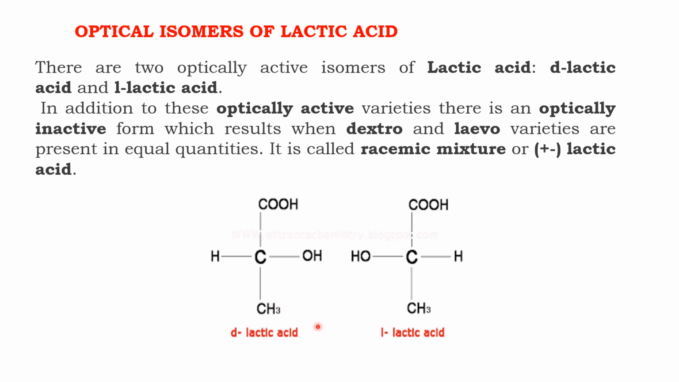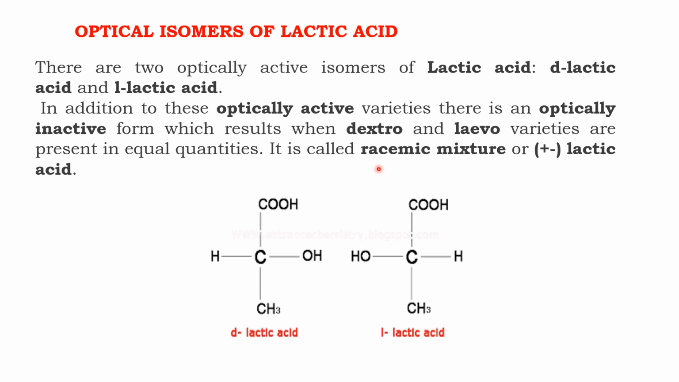One is D-lactic acid and another is L-lactic acid. One rotates the plane polarized light towards the left, levorotatory. One which rotates the plane polarized light towards the right is dextrorotatory. Levorotatory is optically active, dextrorotatory is optically active. If I take 10 molecules of dextro and 10 molecules of levo, mix them together and study the optical rotation, the optical rotation is 0, or the resulting mixture is optically inactive. Such mixtures which are optically inactive due to the presence of equal amounts of dextro and levo are called racemic mixtures.